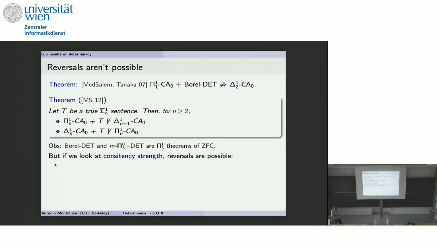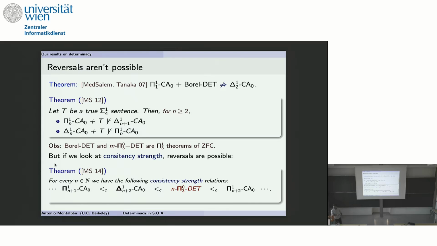What about if you look at consistency strengths? We know that the empirical observation is that all the natural statements are always in a line, so that should be true. And yes, it is true, so we do prove that. In terms of consistency strengths, determinacy for n-difference Π^0_3 does imply the consistency; it's sandwiched in between, and these are strict. So we can refine this theorem a bit better.